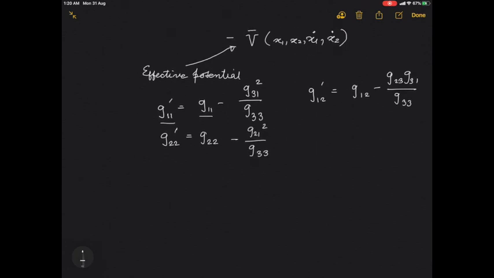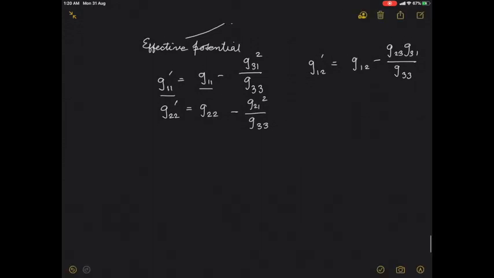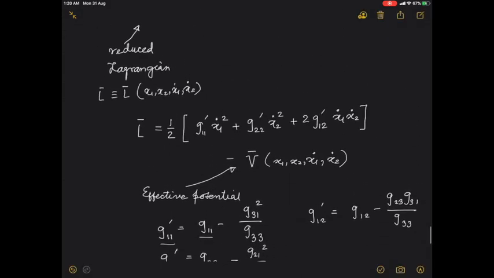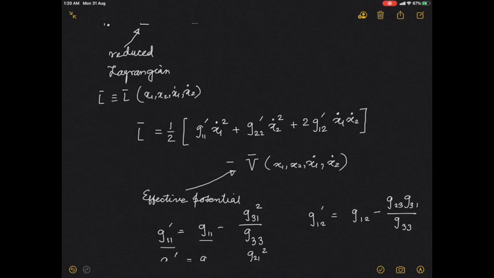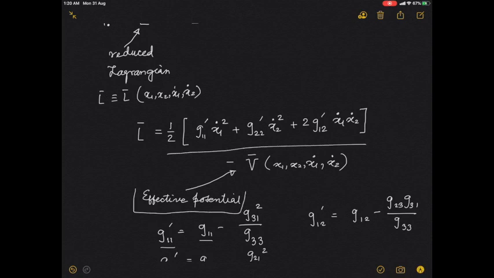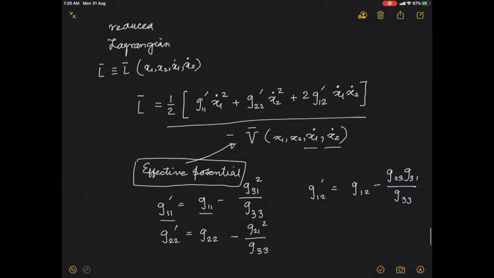The reason I wrote all these three expressions is that this is essentially Routh's prescription, and what it does is it not only changes the kinetic term, it also introduces an effective potential. And that potential can now include x1 dot and x2 dot, even if it was not there originally. So once you calculate V bar, you will understand that.